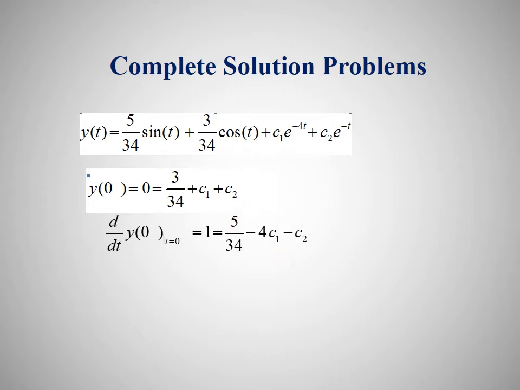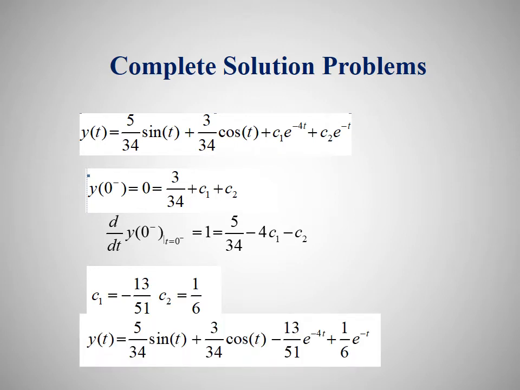In other words, minus 3 by 34 is equal to c1 plus c2, and 1 minus 5 by 34 is equal to minus 4c1 minus c2. On solving, we get that c1 is equal to minus 13 by 51 and c2 is equal to 1 by 6. Thus, the complete solution of the problem is 5 by 34 sin t plus 3 by 34 cos t minus 13 by 51 e power minus 4t plus 1 by 6 e power minus t.